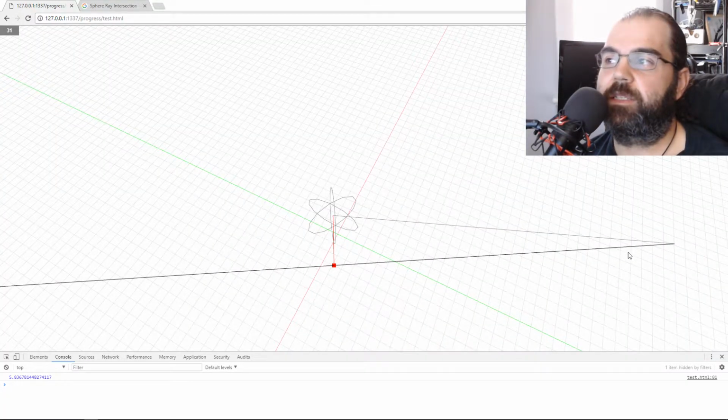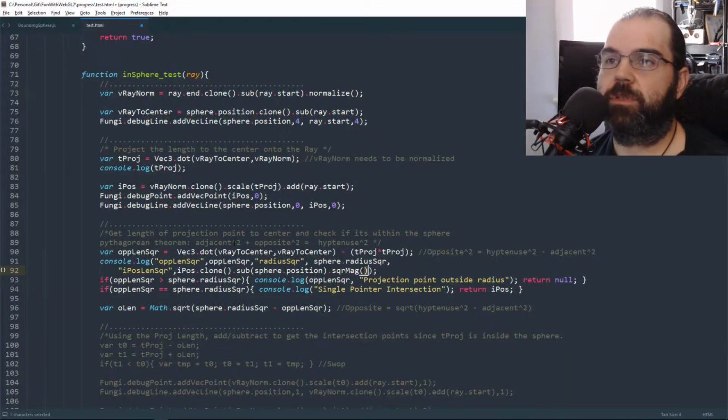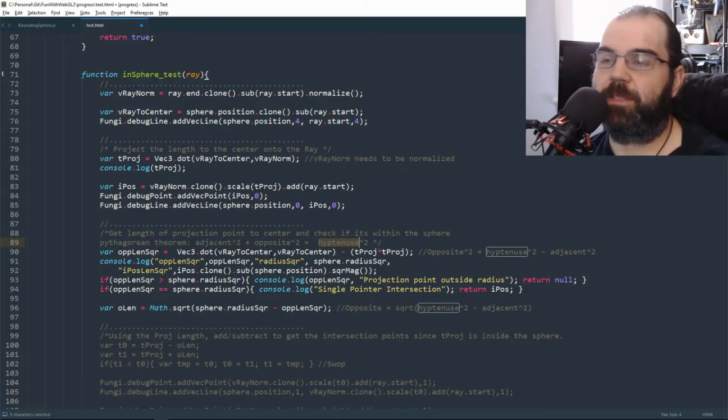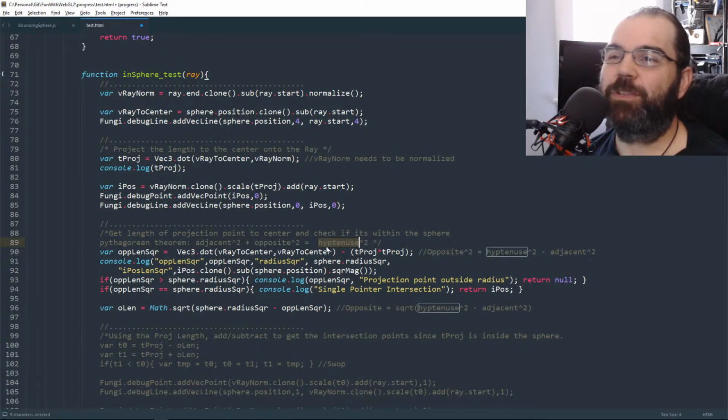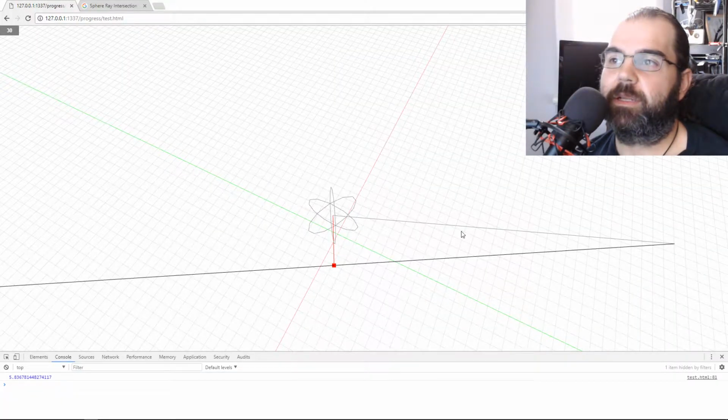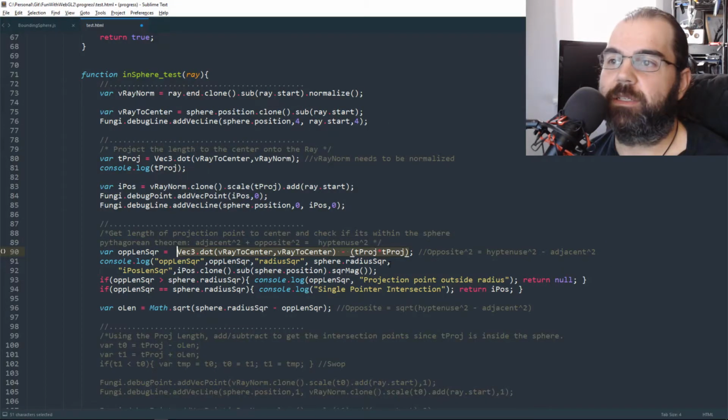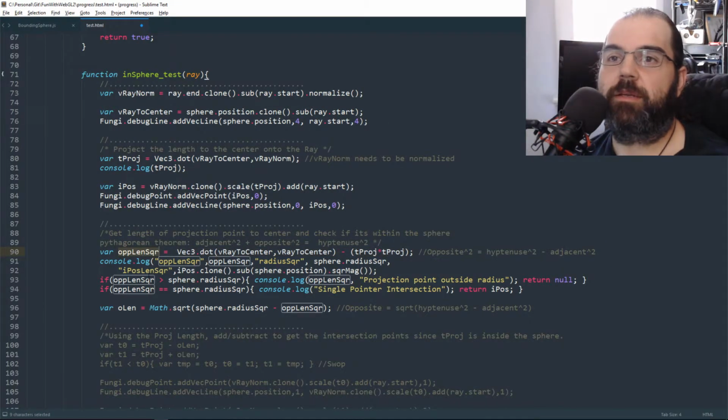And this line is the adjacent. So we know the adjacent and we know the hypotenuse. So we know these two sides. If we rearrange the equation and subtract the adjacent from the other side, we know that the opposite squared equals hypotenuse squared minus adjacent squared. And that's what we have here. So ray to center is this gray line, and then t projection is this. If we subtract the other, we get the opposite length squared, the final value we want.